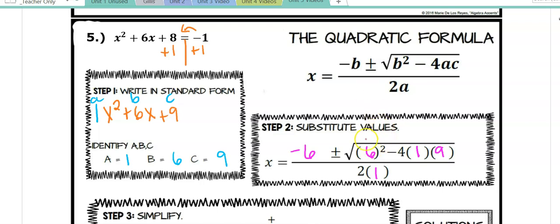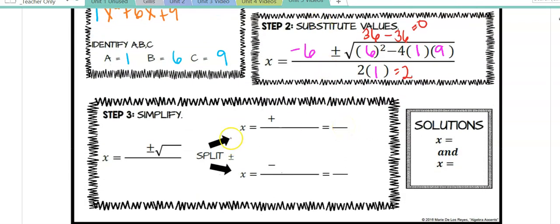I'm going to go on ahead and say 6 squared is 36. And then I'm going to do negative 4 times 1 is negative 4 times 9 is negative, what would that be, 36? Oh, and 36 minus 36 equals 0. Okay, and then 2 times 1 equals 2. So I'm going to go down here and I'm going to fill it in on my next step. So right here I have negative 6 plus the square root of 0, and let's see, divided by 2. So I have negative 6 plus 0 divided by 2 and negative 6 minus 0 divided by 2.